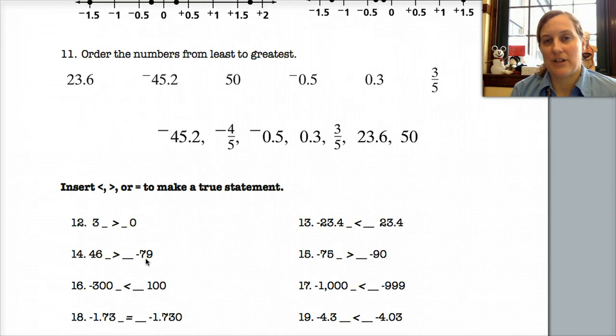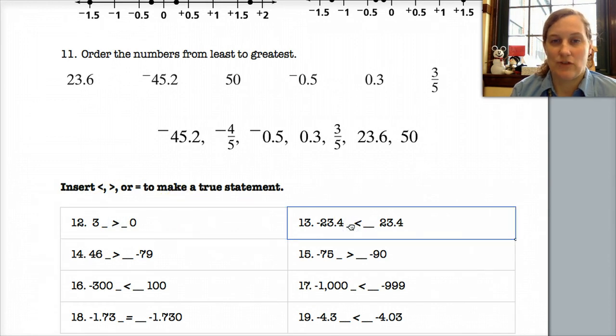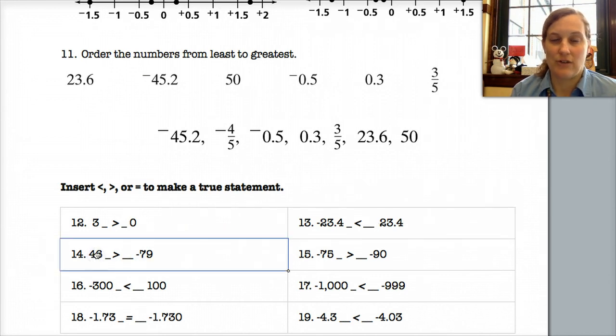The last set of questions asks you to determine if they're greater than, less than, or equal to. So 3 is greater than 0. Negative 23.4 is less than 23.4 because negative is more to the left. Remember, numbers to the left are smaller, numbers to the right are greater. 46 is greater than negative 79 because 46 is to the right of negative 79.